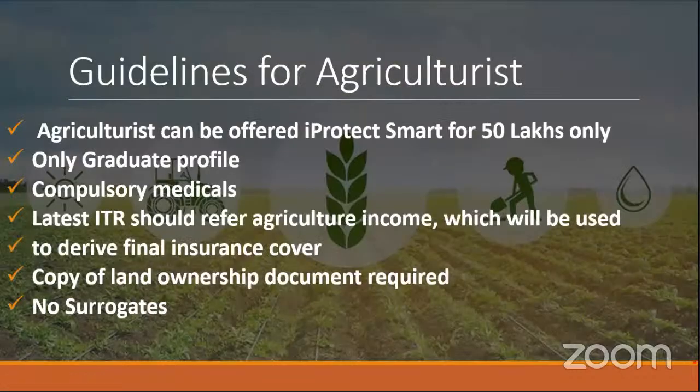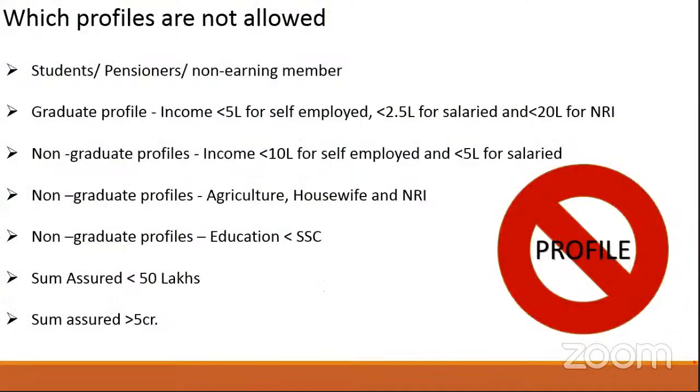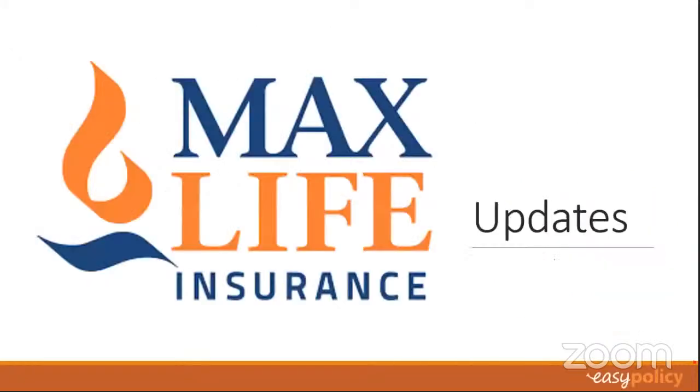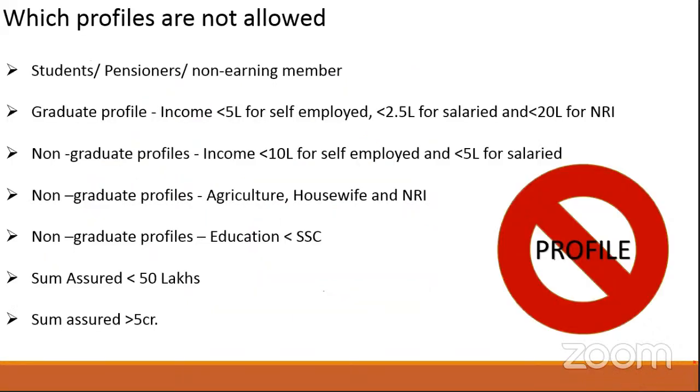Again, for agriculturists, ICICI can also offer a term plan. A graduate profile is required. The ITR should show agricultural income, and land ownership papers are also required in that case. For those not allowed, we have already discussed the grid criteria. So this is for ICICI. We can relate to other companies also in this manner.